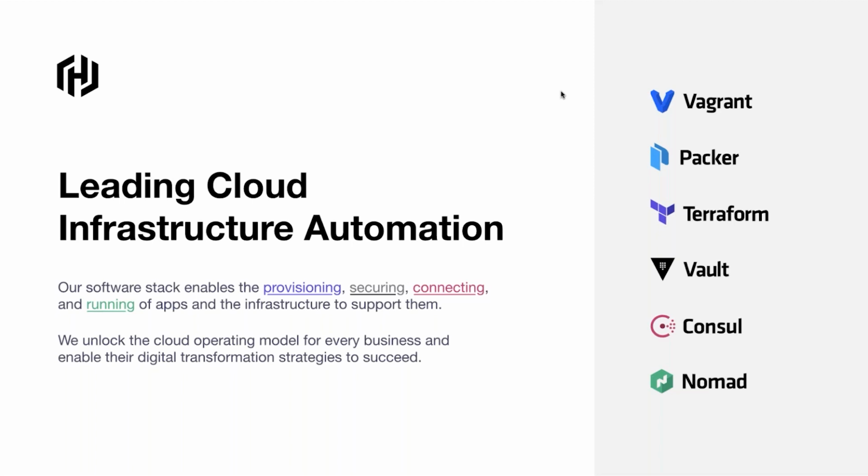One thing I do want to make clear is that all of these products can stand on their own and work with other third-party products. We're not saying here that anyone needs to buy everything from us. What we are saying is that when you think about developing a cloud operating model for your business, you should have answers for each of these 4 boxes: provisioning, securing, connecting, and running. And by the way, we just happen to cover all of those with a suite of tools that work extremely well together and have a common language and workflow.